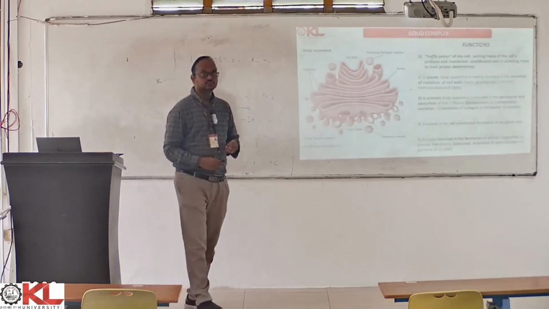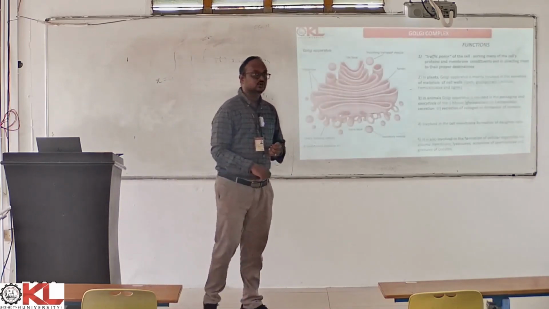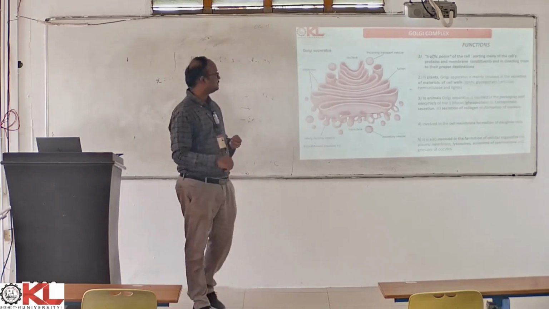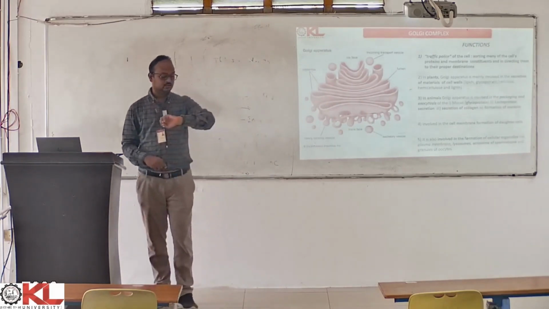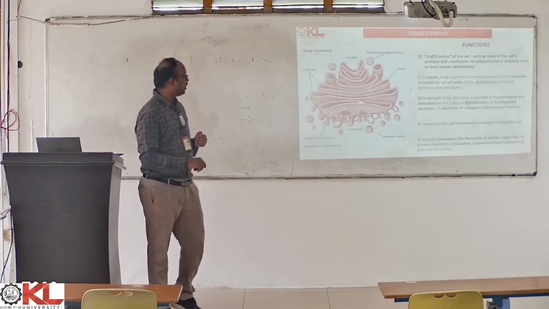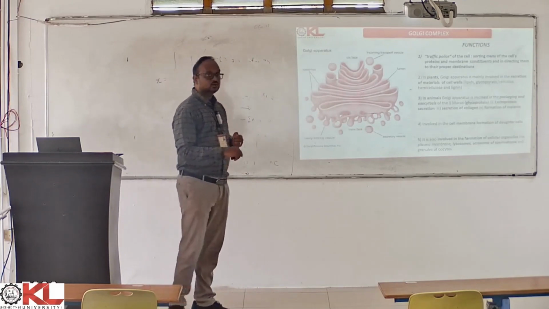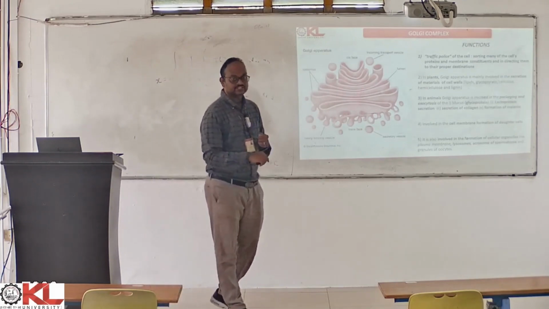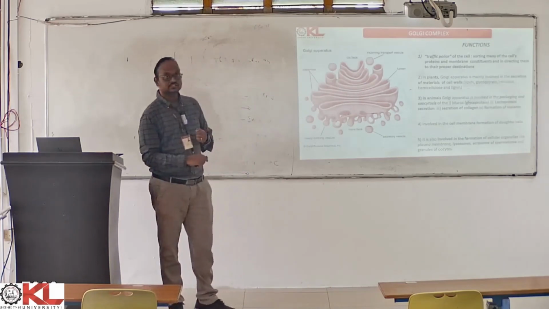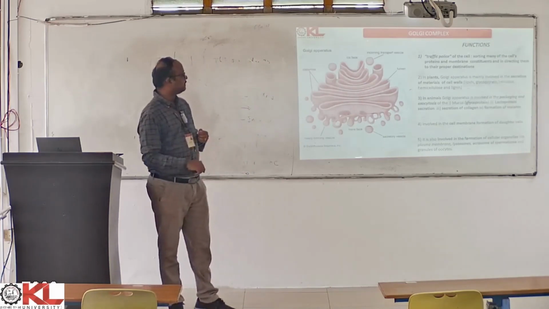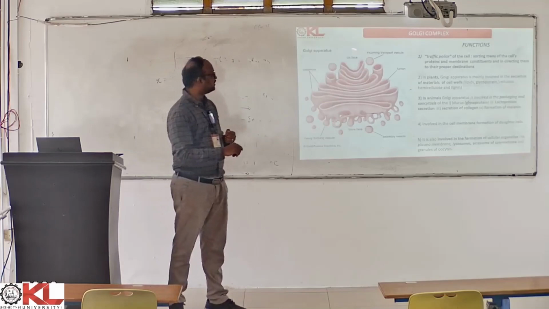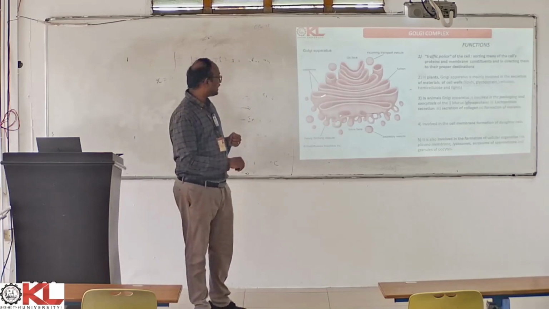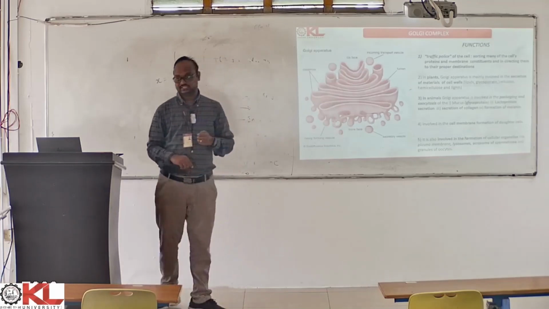What you see here is called the Golgi complex. This is again a double membrane bound organelle, which has two membranes. This is a sac-like structure which has two ends, a front end and a back end. The front end is called the cis face and the back end is called the trans face.